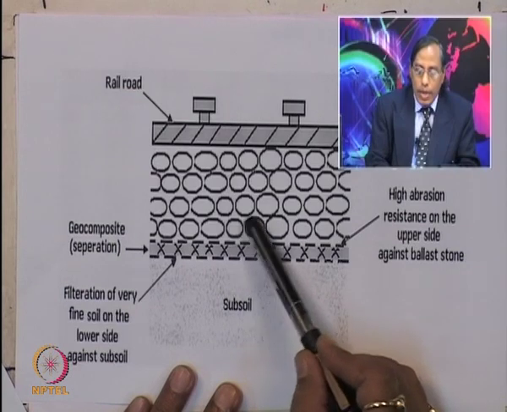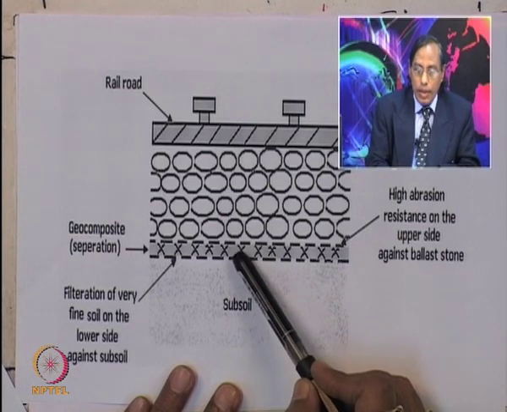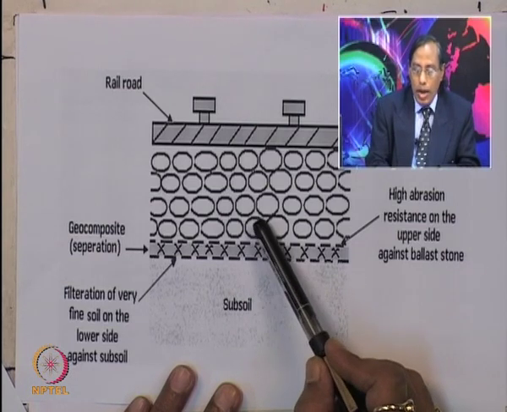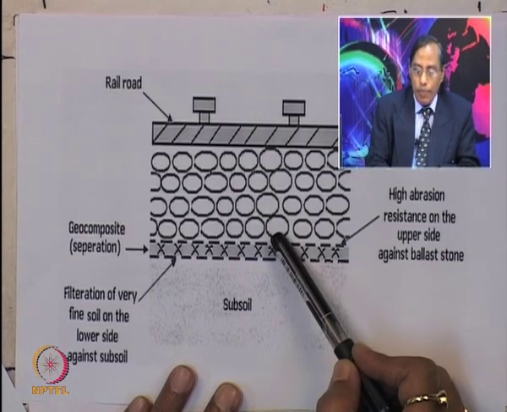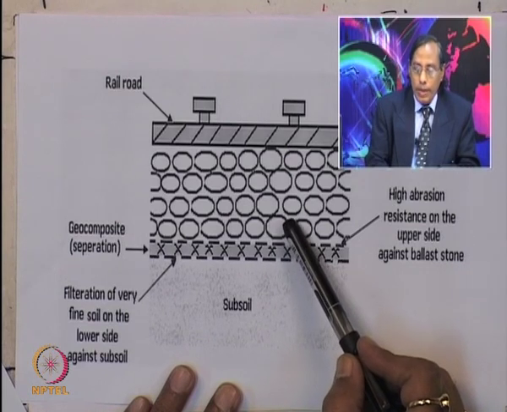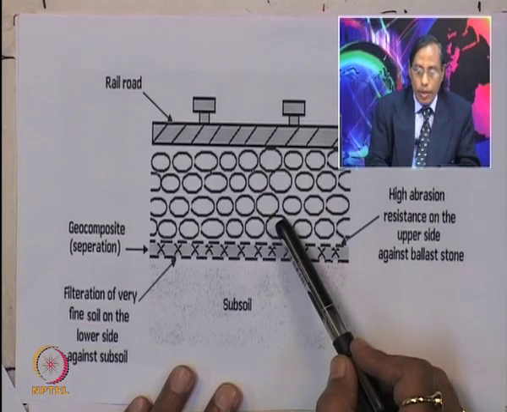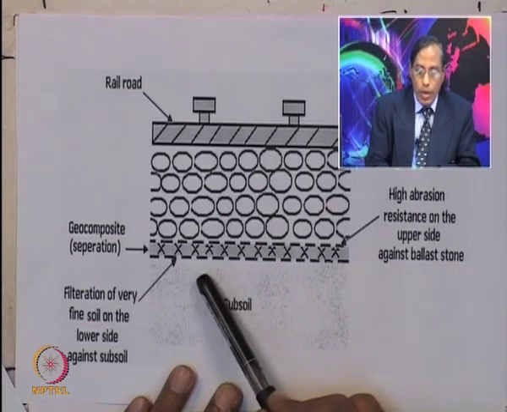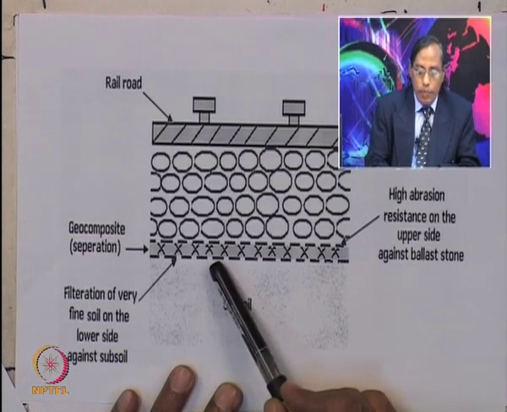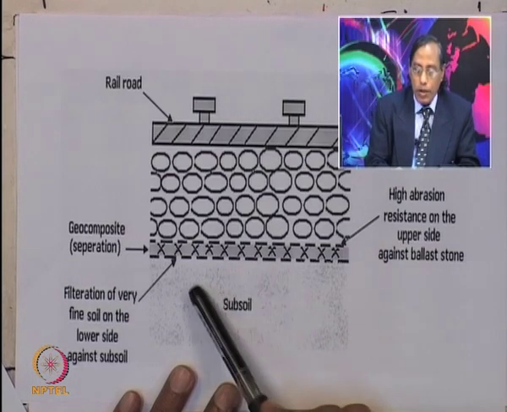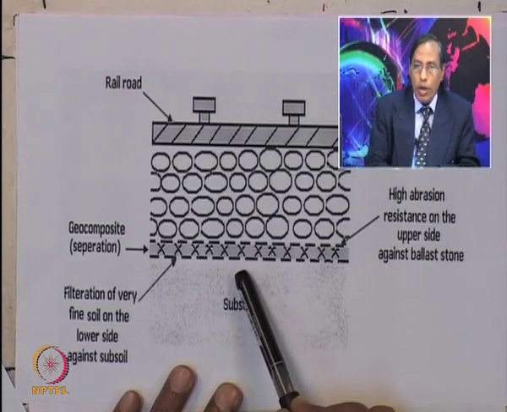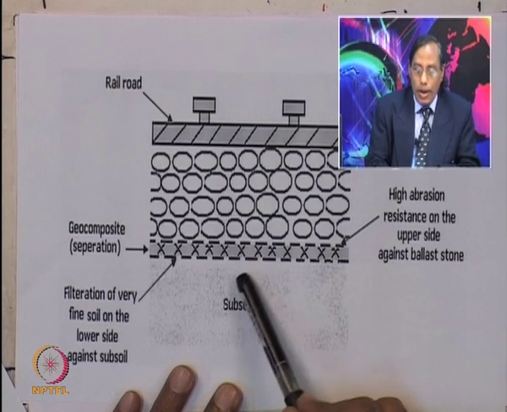Now you can see that the upper side of the geotextile in the geocomposite reinforcement requires high abrasion resistance because it interacts with the ballast. So it should satisfy the abrasion criteria. Similarly, in the bottom one, you can see there is filtration of very fine soil on the lower side against the subsoil. So the lower side of the geotextile in the geocomposite reinforcement requires adequate filtration because the soft soil is here, and it interacts with the very fine subgrade soil.